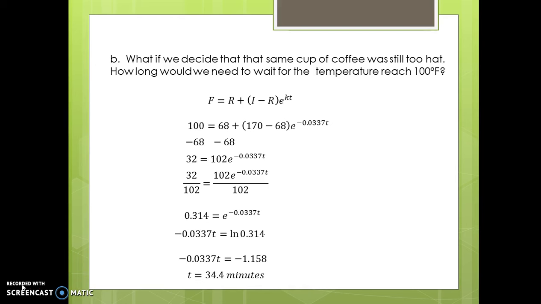This answer makes complete sense because I had to wait 20 minutes for it to drop down to 120 degrees, so I would have to wait even longer for it to drop down to 100 degrees.